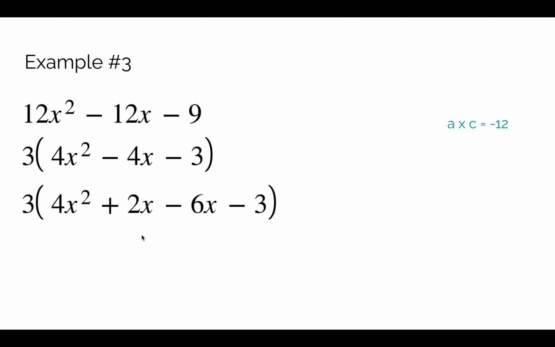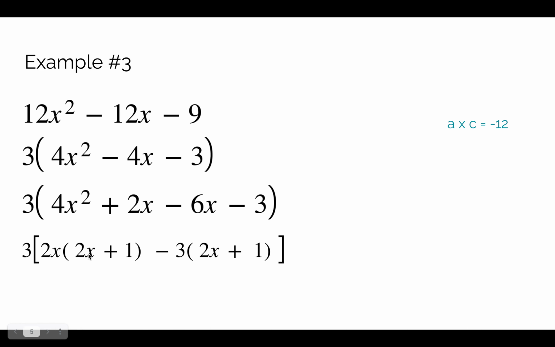Now we have 4 terms which we can then group together and common factor. And if we do that, between these two terms, the common factor is 2x. And if we factor that out, we have 2x and a 1. And between these two terms, the common factor is negative 3. And if we factor that out, we get 2x plus 1. Because both of these two terms have a common factor of 2x plus 1, we can factor that out. And what's left is 2x plus 1. And if we factor that out, we get 2x and minus 3.